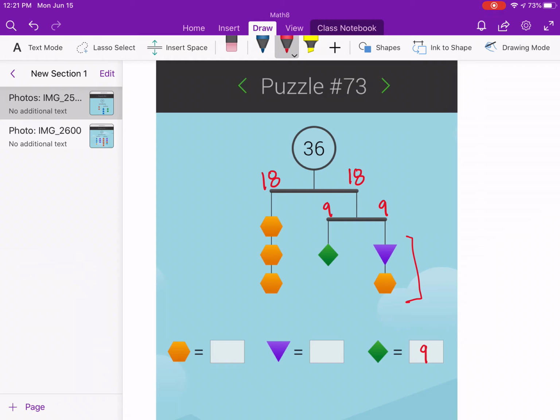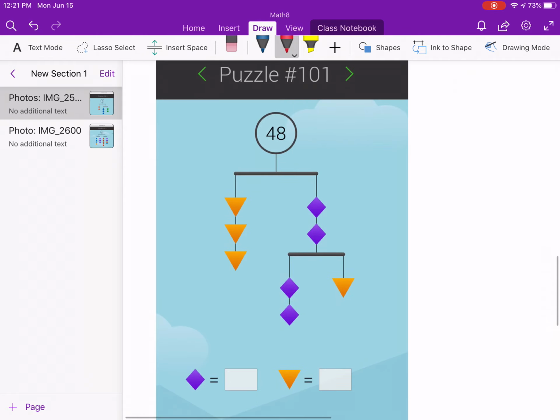On the left side, I've got 3 hexagons. They total 18. That means each hexagon had to be 6. Well, if the hexagon is 6, that's going to allow us to figure out the triangle. Because 6 plus the triangle is 9, that means the triangle is 3.